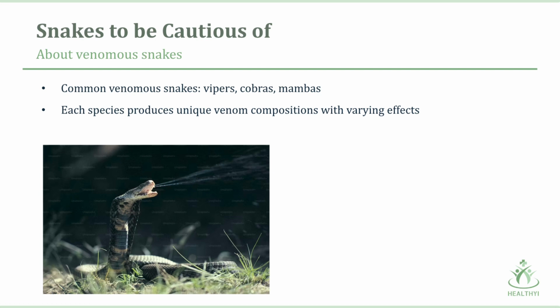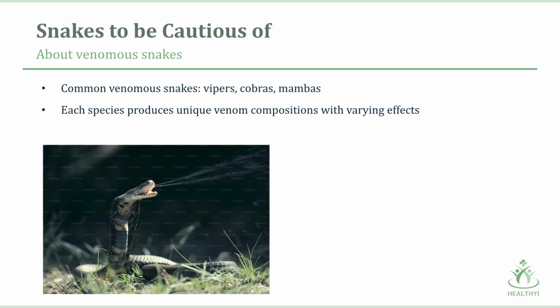Cobras are well-known venomous snakes, easily recognizable by their iconic hooded appearance. Their venom is predominantly neurotoxic, meaning it affects the nervous system. Cobra bites can lead to paralysis, respiratory distress, and potentially fatal complications if not treated properly.